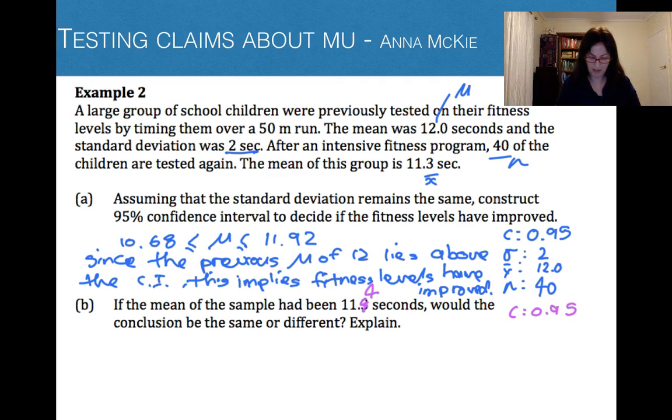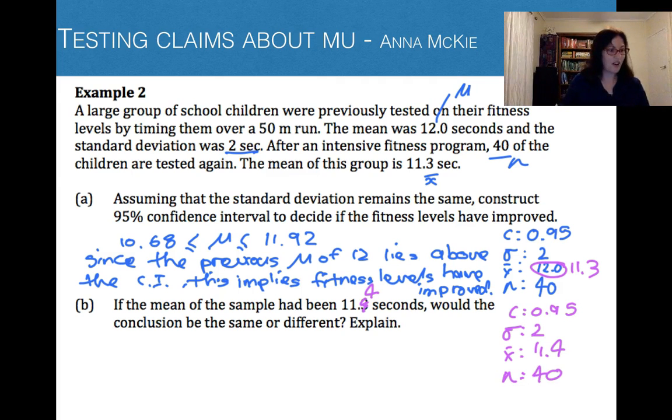Drat. Do you know what I've done back up here? Here, where I wrote 12, that was supposed to be 11.3. The confidence interval I've given you matches 11.3, doesn't match 12. We're all human, we make mistakes. Sorry about that. X bar is 11.4 and N is 40. And the confidence interval for that gives us 10.78 less than or equal to mu, less than or equal to 12.02.